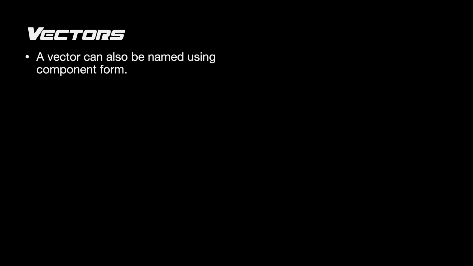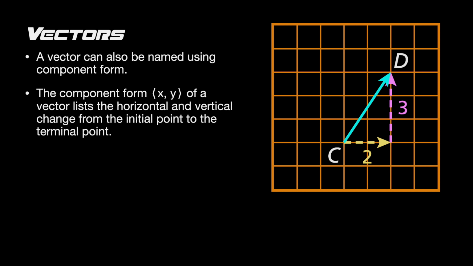Now, a vector can also be named using component form. For this, we're going to use what looks kind of like parentheses, but as if we couldn't do curves. You'll see in this next line. The component form (x, y) of a vector lists the horizontal and vertical change from the initial point to the terminal point. So in the case of CD that we see right here, we would write (2, 3).